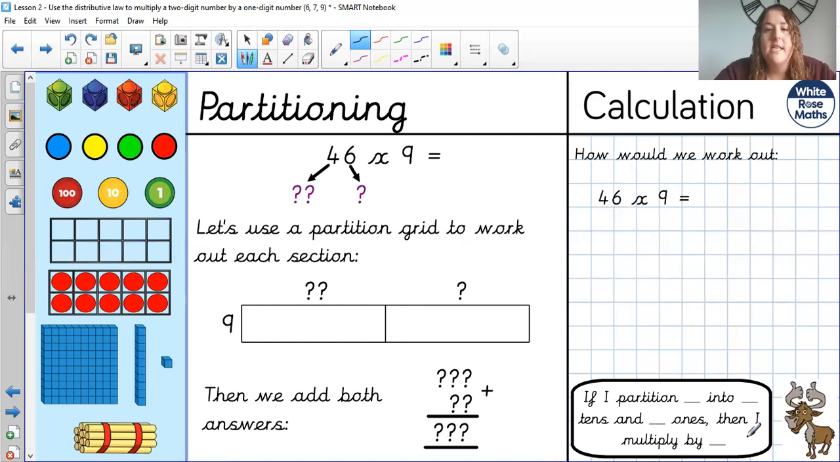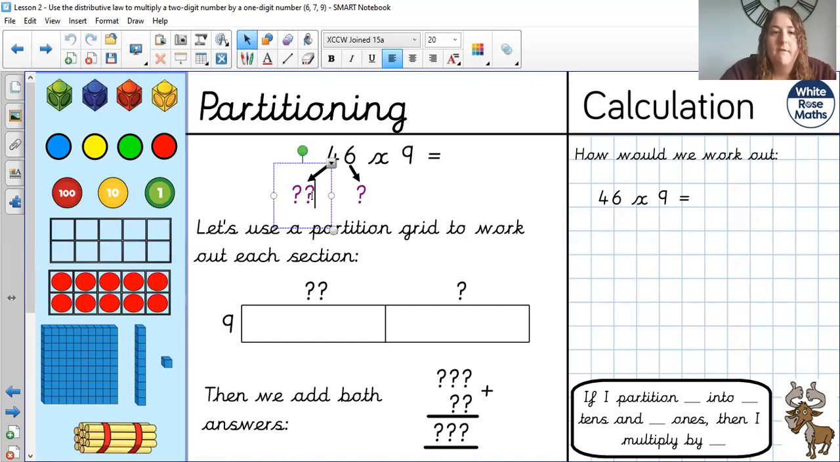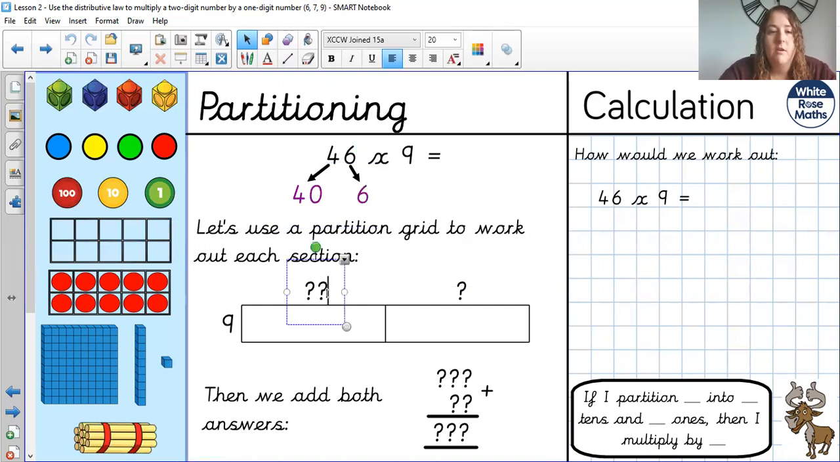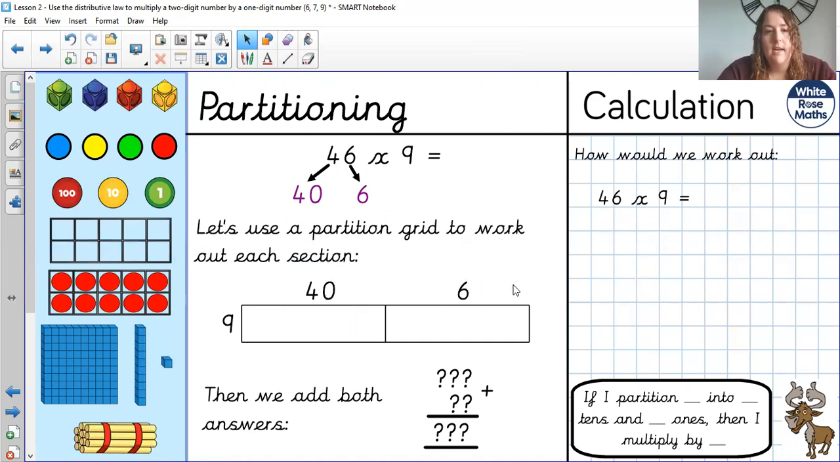So our question this time is 46 times by 9. Let's use a partition grid to work out the sections. So what can I partition 46 into? Hopefully you're telling me it can be partitioned into 40 and 6. And then when we draw our grid out, we put the 40 and then the 6. Okay, simple so far.